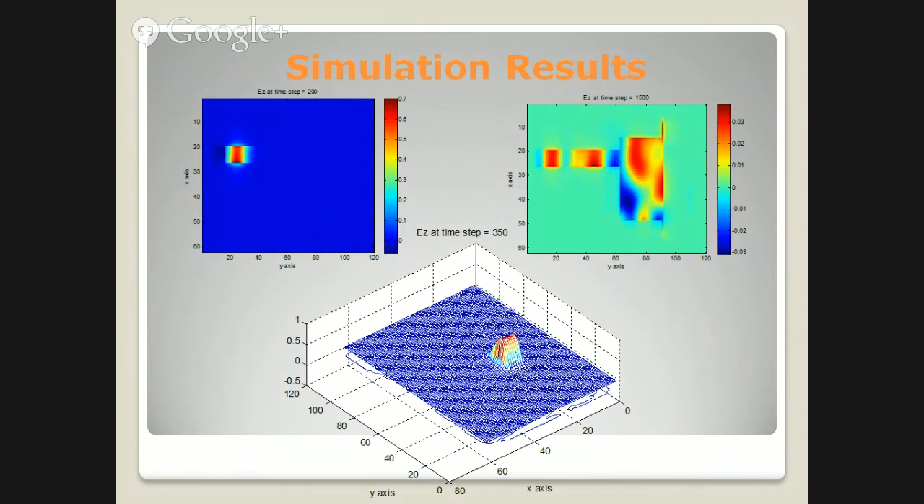These are a few snapshots of the simulation. This is the Ez at time step 200. Then at 1500, you can see here a bend, the effect of the bend. And this is the Gaussian pulse propagating through the strip line to the antenna. This is at time step 350.